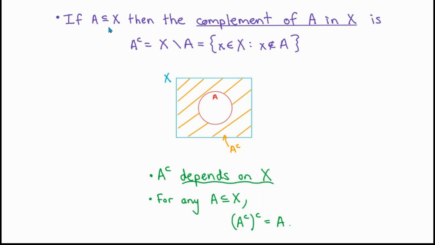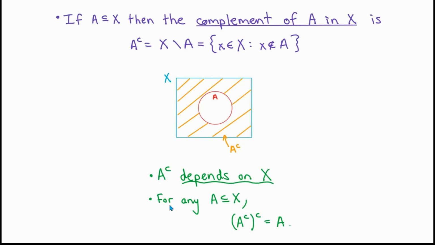If A is a subset of a set X, then the complement of A in X is the set of everything in X that's not in A. Equivalently, it's X set minus A. And the notation for this is to write A superscript C. You have to be careful about this because even though the notation doesn't depend on X, the definition of the complement of A in X does depend on X. I'll give you a simple example in just a minute to show you what I mean.